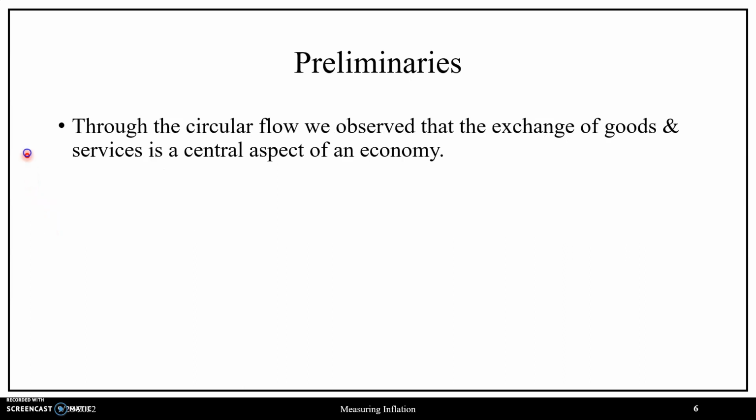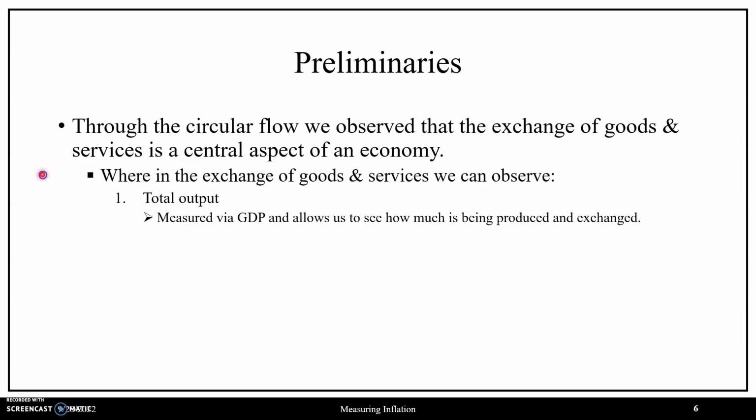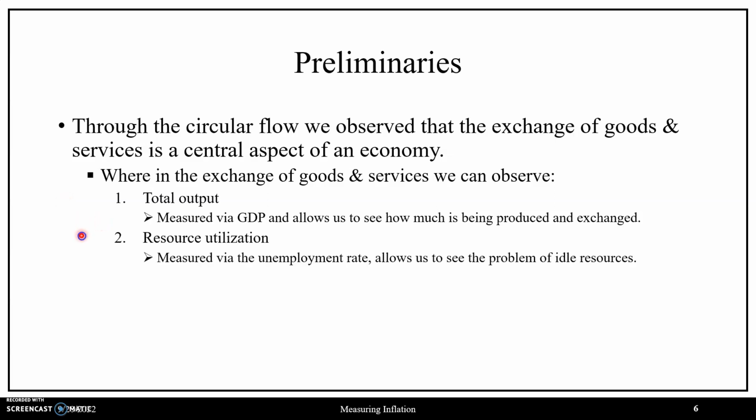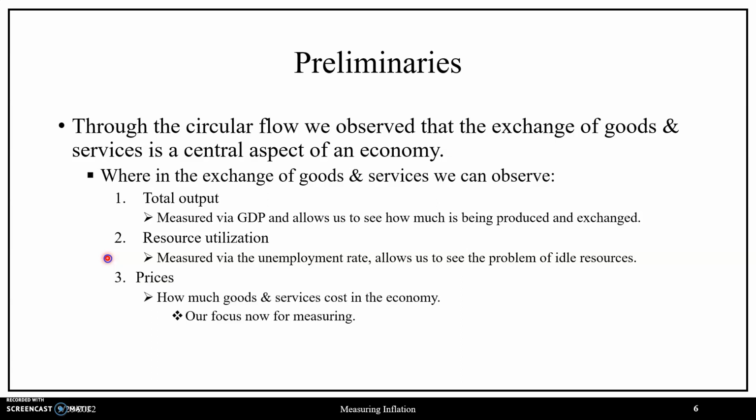With this in mind, beginning with some preliminaries, through the circular flow, we observe that the exchange of goods and services is a central aspect of an economy. In the exchange of goods and services, we can observe total output, which we have measured through GDP, and resource utilization, which we measured through the unemployment rate, which allows us to see idle labor resources in an economy, where 1 minus the unemployment rate will also allow us to see the employment rate, which will let us see active labor resources in an economy.